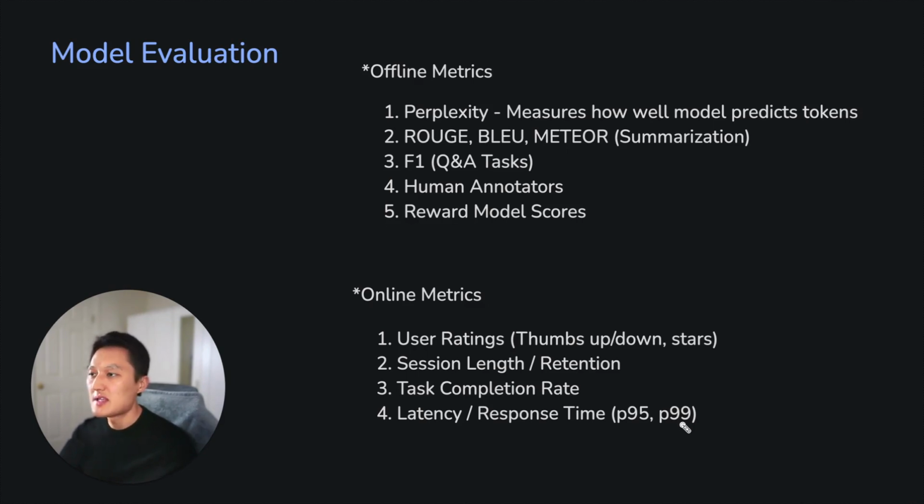And there are some set of metrics that we can be cognizant of. So things like ROUGE, BLEU, or METEOR. This measures the level to which the model is able to summarize well. And we can also measure F1 score for any kind of question answering task. We can also get reviews from the humans themselves.